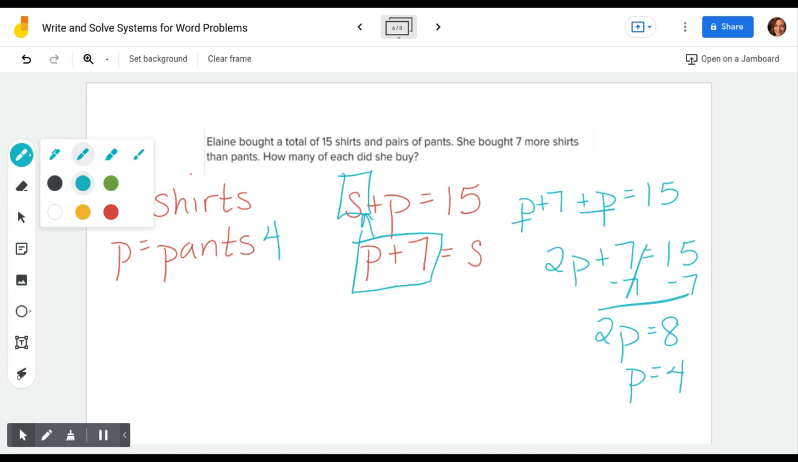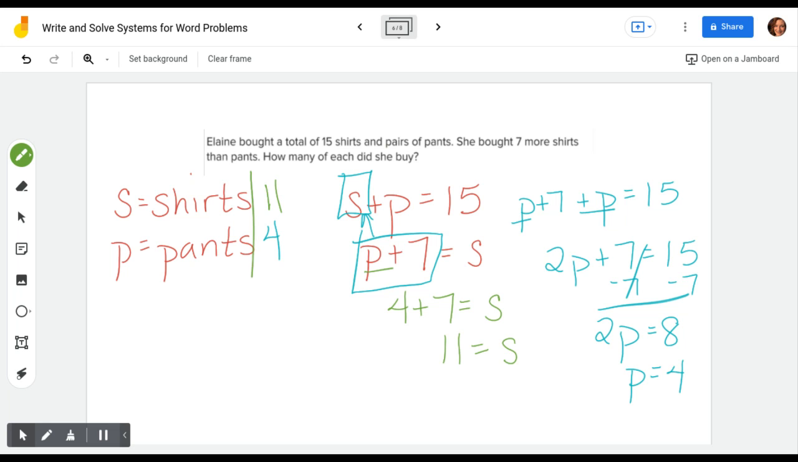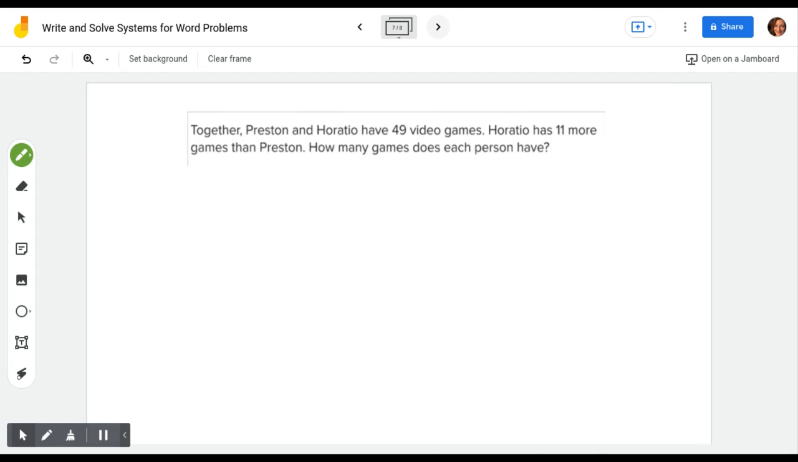To get the number of shirts, I'm going to take that value for P and plug it into this equation here. So instead of P plus 7, I'm going to say 4 plus 7 equals S. So 11 equals S. She got 7 more shirts than pants. So she got 11 shirts and 4 pairs of pants. Last one. Maybe.